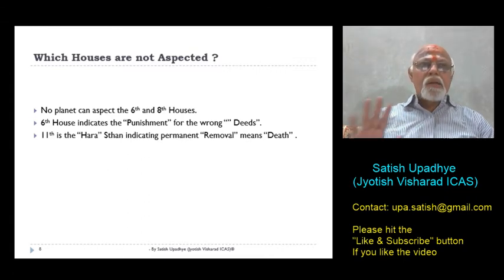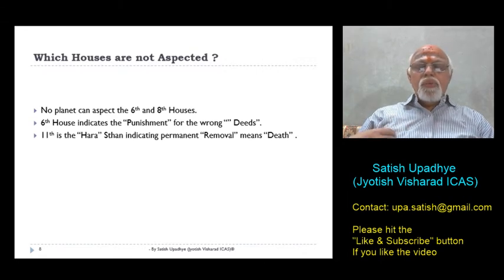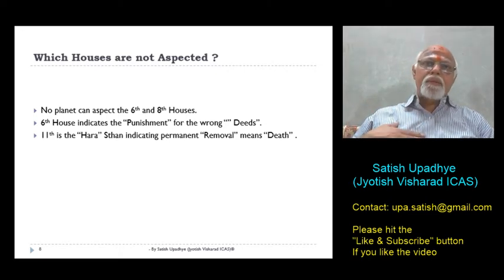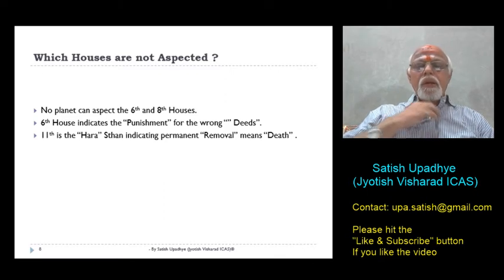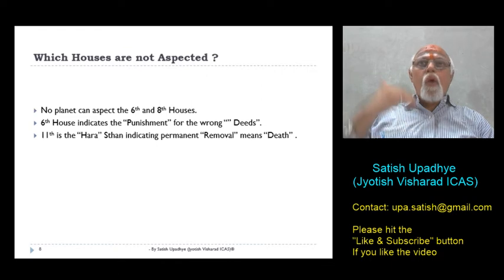11th is the Harasthan, which indicates the permanent removal from this noble planet. Okay, this is the difference between 6 and 11. 11th is 6 from 6 and 6 is 8 from 11. This is how we should consider the 6th and 8th houses.